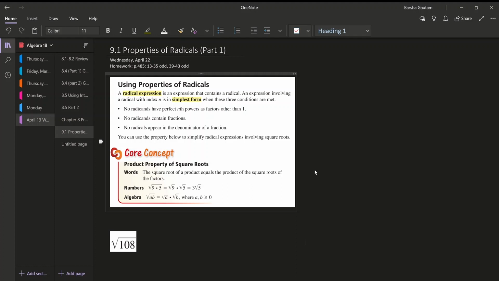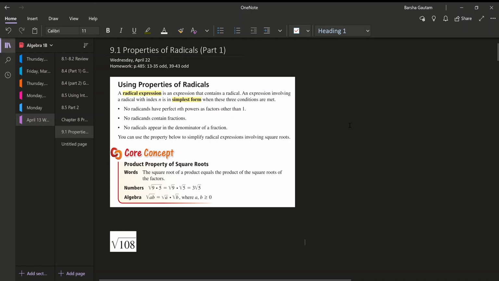Alright, today we'll be working on 9.1 Properties of Radicals. This is part 1. Tomorrow we'll be working on part 2 of 9.1. Alright, so let's begin. To begin with, make sure to copy down this core concept right here.